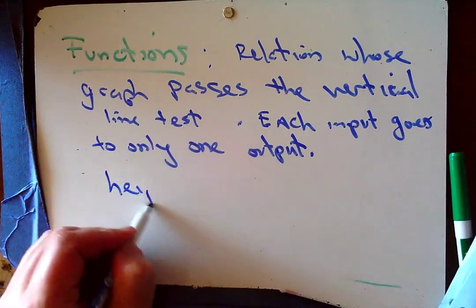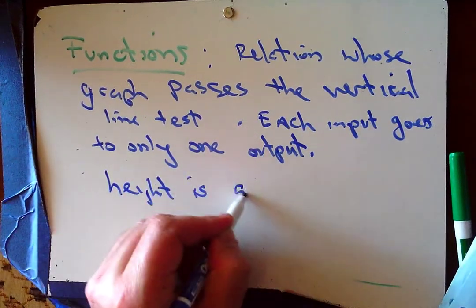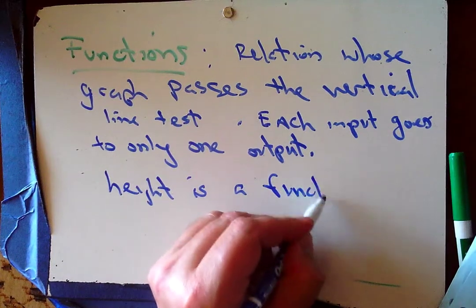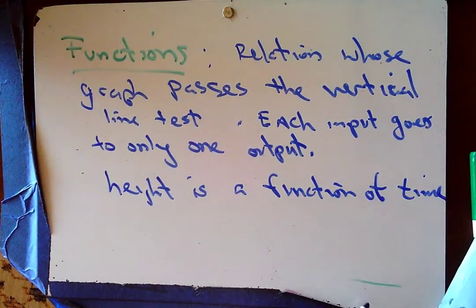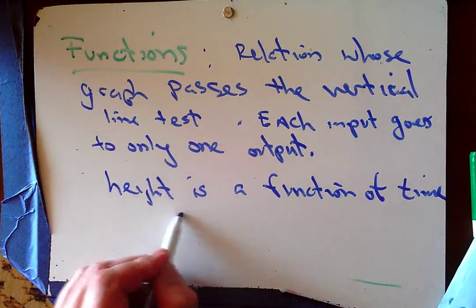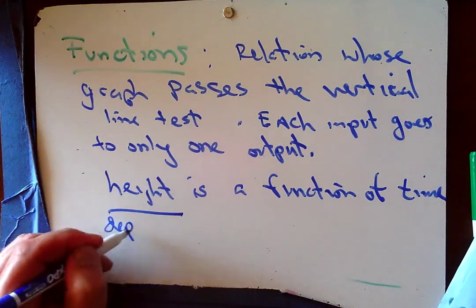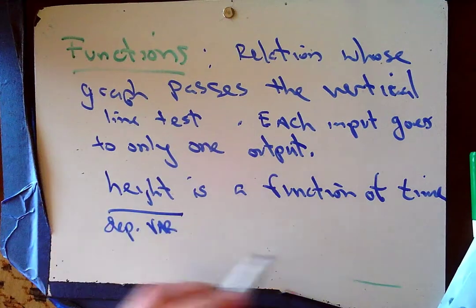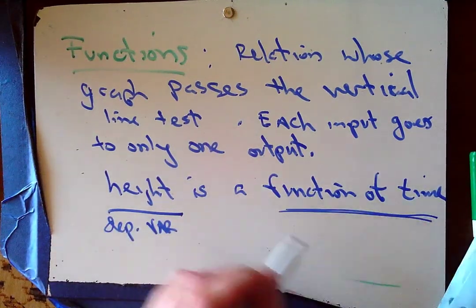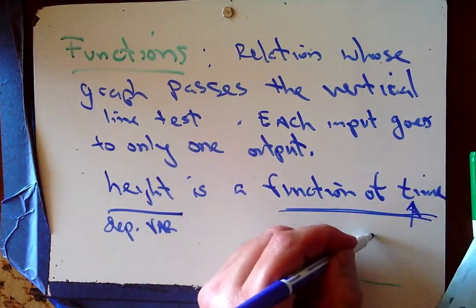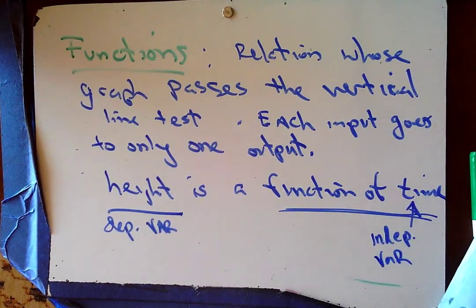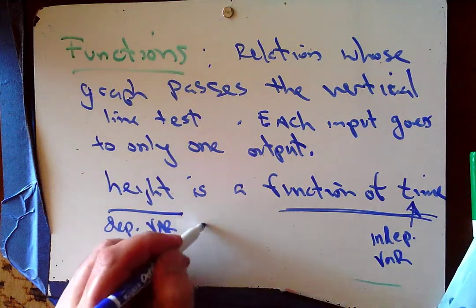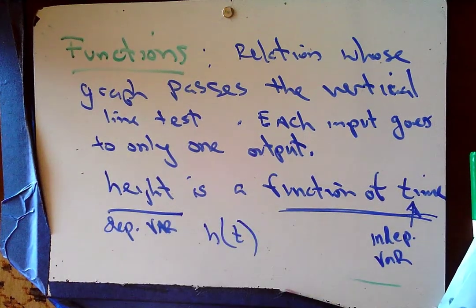So height is a function of time. So this is the dependent variable because it depends on, is a function of this independent variable. Okay, and so, I'll see h of t.